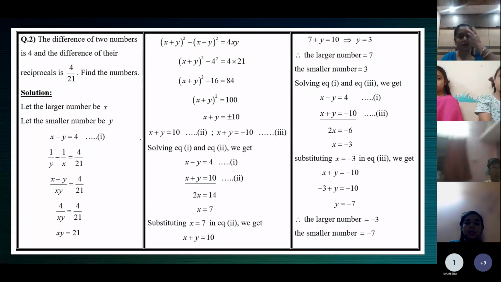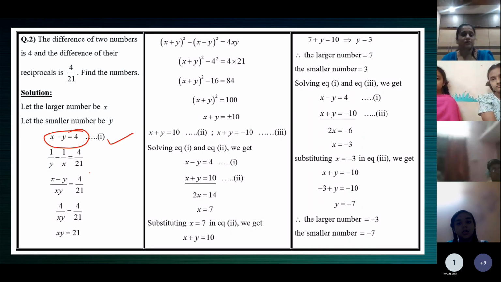So like the first one, we use the identity to get the other linear equation in x and y. So see here, this is the first equation: x minus y is equal to 4. Then you can see here the difference of the reciprocals, 1 by y minus 1 by x is 4 by 21. The LCM is xy. So you'll get x minus y. Children, x minus y.